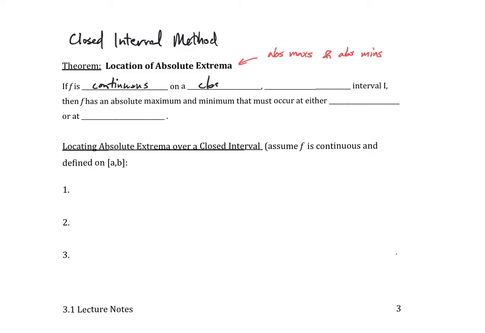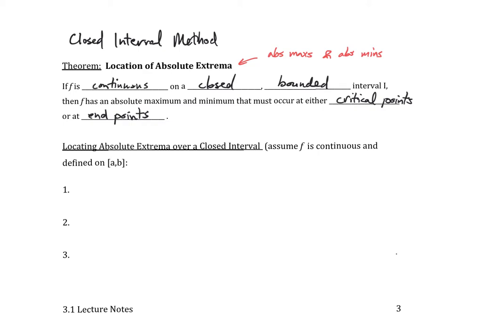on a closed, bounded interval I, then f is going to have an absolute maximum and an absolute minimum that must occur at either critical values, critical points, let's call it, or at the endpoints. The closed interval method basically just describes how to find these absolute extrema.